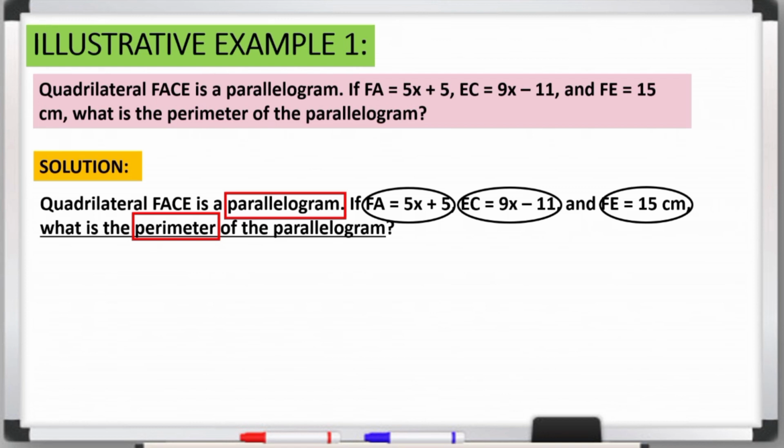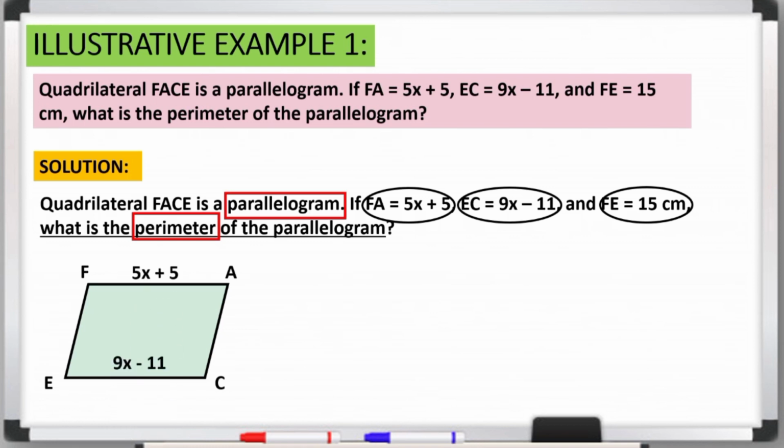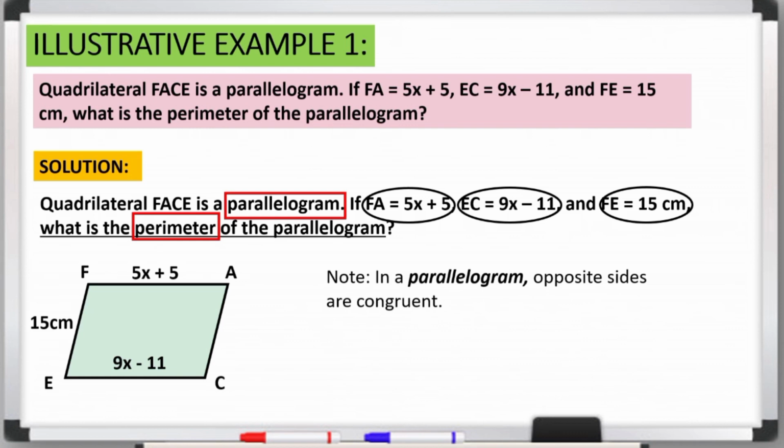Next, draw the illustration. So we have quadrilateral FACE. FA equals 5x plus 5, EC equals 9x minus 11, and FE equals 15 cm. Note, in a parallelogram, opposite sides are congruent. The perimeter of any polygon is the sum of all sides.